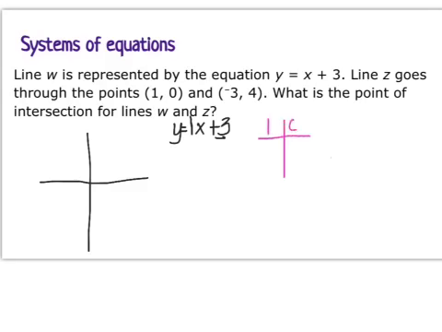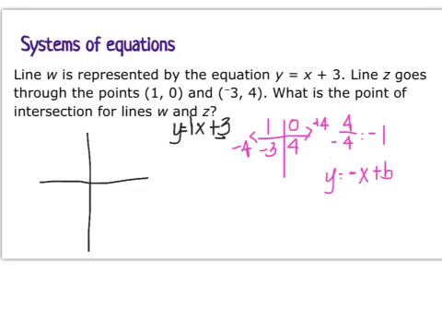I can first find the slope. I have negative 3 and 4. To find the slope, I need to find the change in the y's and the change in the x. So to go from 0 to 4 is going to be an increase of 4. And to go from 1 to negative 3 is going to be a decrease of 4. So y over x, 4 divided by negative 4 is negative 1. So my slope for the second equation is negative 1, which we can represent as negative 1x plus b.